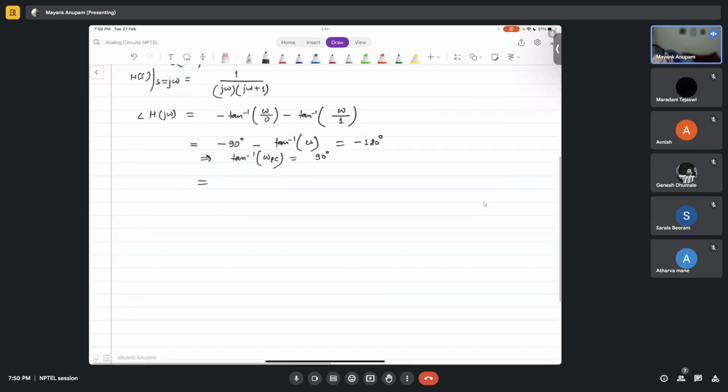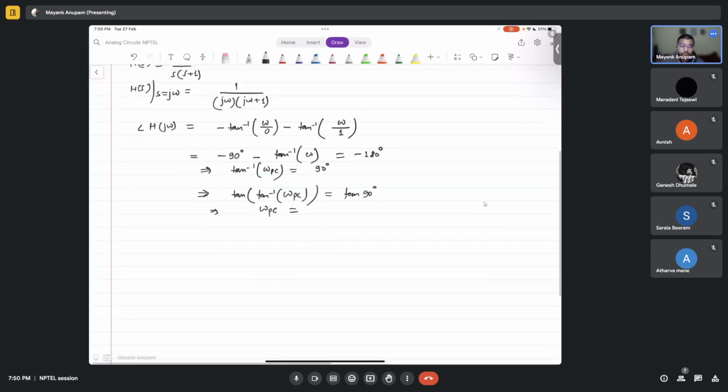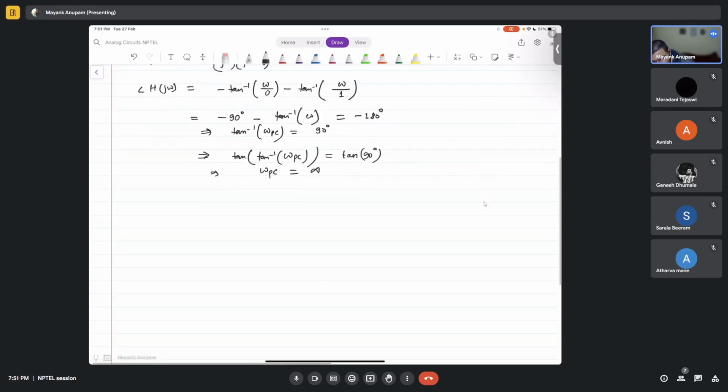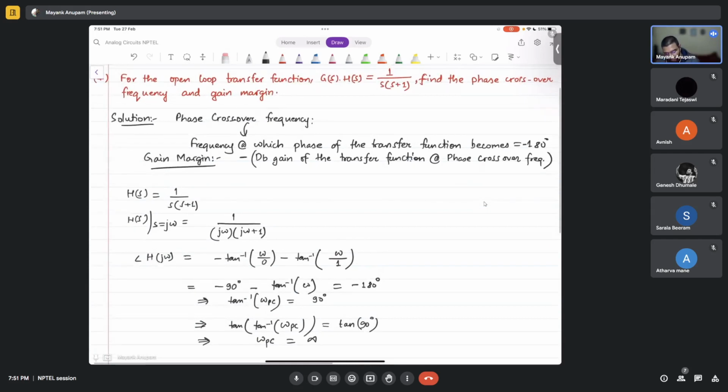You take tan on both sides, right? So tan inverse of omega pc is equal to tan of 90 degrees. So tan of tan inverse is simply the argument inside of it, right? And what is tan 90? It's equal to infinity, right? So from here you see that the phase crossover frequency in this case is equal to how much? Infinity, right?